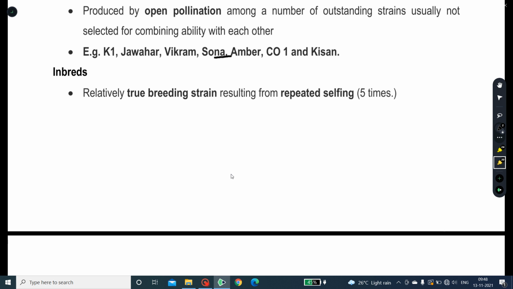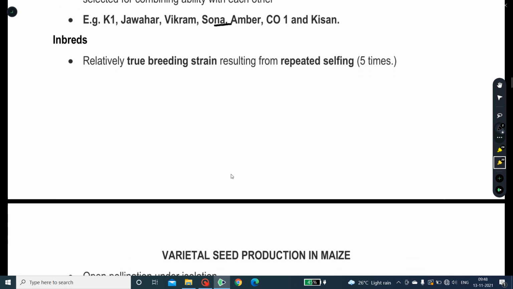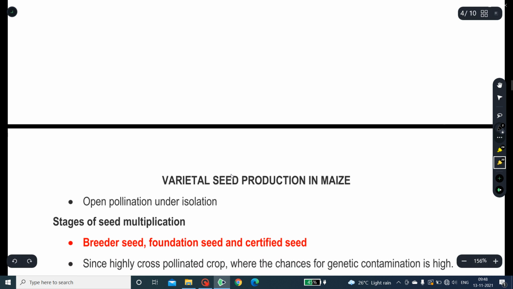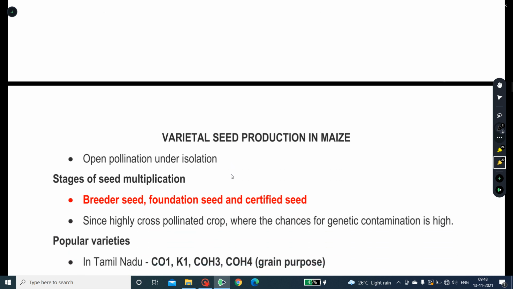And the varietal seed production technique is nothing but, in case of maize, mostly the varietal seed production takes place under open pollination condition with isolation, which is the common method of varietal seed production. There are different stages of seed multiplication in case of maize.